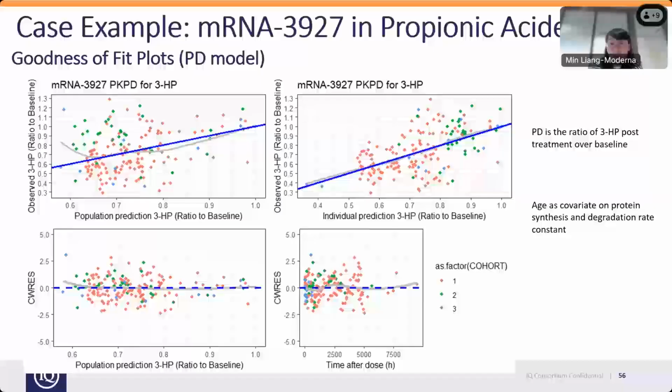This is a goodness of fit of the PD response. To avoid over-parameterization, we're using the ratio to baseline as the PD response, similar to the percentage change from baseline, but each subject calculates their own response. So there is no need to estimate the baseline value since all subjects will start with 1 as baseline. We also included age as a covariate on the protein synthesis and protein degradation rate constants.